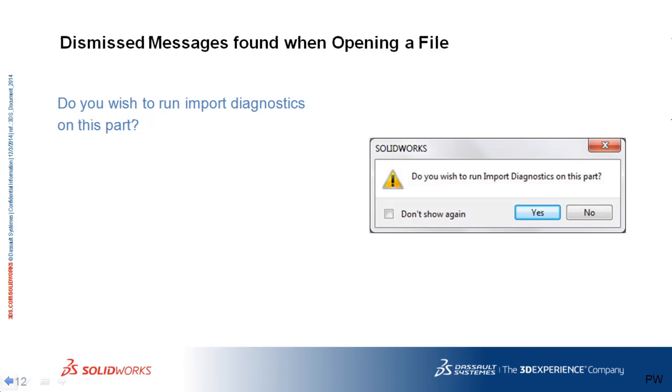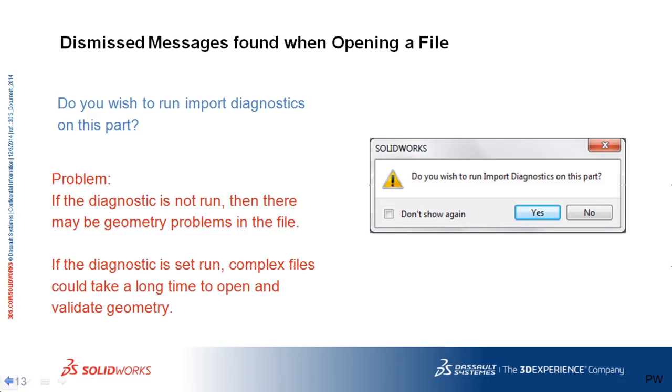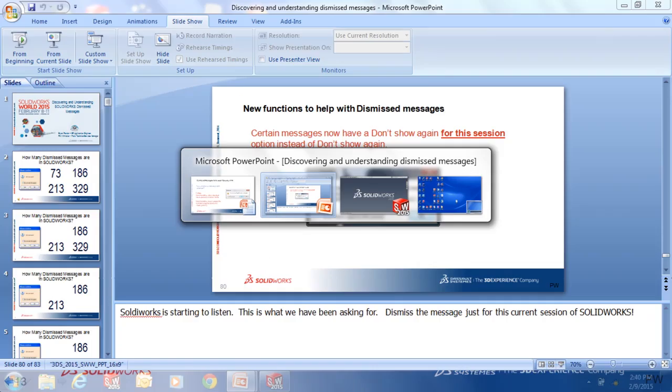Another one a lot of times you may run into is import diagnostics on a part. What happens if you just dismiss this message? What's the big deal? Well, if you select import diagnostics to dismiss the message, you may not know that you have problems in your file if you don't run it. Now you can always run it later, but that's a different topic. If you have it set to run, where you really may see an issue is if you bring in some complex geometry that has a lot of problems, it'll just automatically run import diagnostics and you might be sitting a while. Let's look at a real quick example of that.